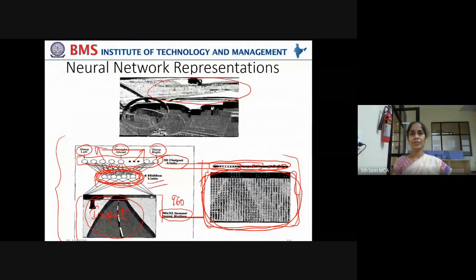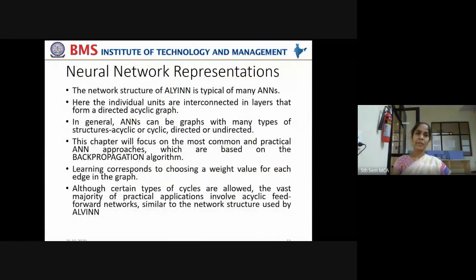960 pixels each fraction of a second are processed by the four hidden units, and these four hidden units will give as output this rectangular box, which indicates what is the direction that has to be taken by the vehicle in the next step. Right? This is how the neural network representation is done. This is how the neural networks process the data so quickly that it helps the model to take important and quick decisions. Now, the network structure of ALVINN is typical of many artificial neural networks.